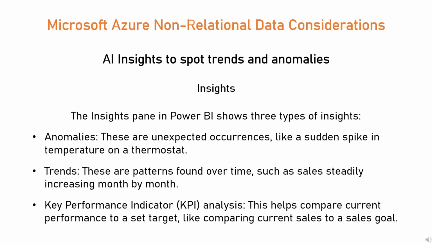Insights. The Insights pane in Power BI shows three types of insights. Anomalies. These are unexpected occurrences like a sudden spike in temperature on a thermostat. Trends. These are patterns found over time, such as sales steadily increasing month by month. Key performance indicator analysis. This helps compare current performance to a set target, like comparing current sales to a sales goal.